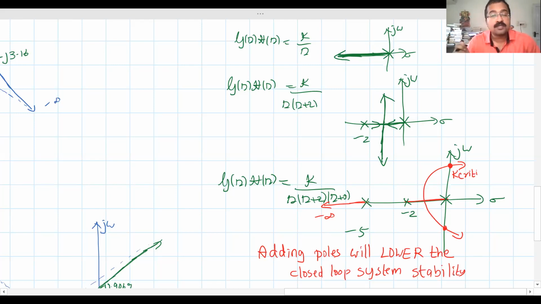Once it is pulled to the right half of the s-plane, the points at which it cuts the j omega axis are the critical points. Because if you increase the gain K beyond that corresponding value, then two poles will be moving to the right half of the s-plane, making the system unstable. So adding poles will lower down the system stability. What will be the effect of adding zeros? It has the opposite effect. It will pull back the root locus to the left half of the s-plane. That means stability capability will be enhanced. So adding poles will lower the system stability, and adding zeros will enhance system stability.